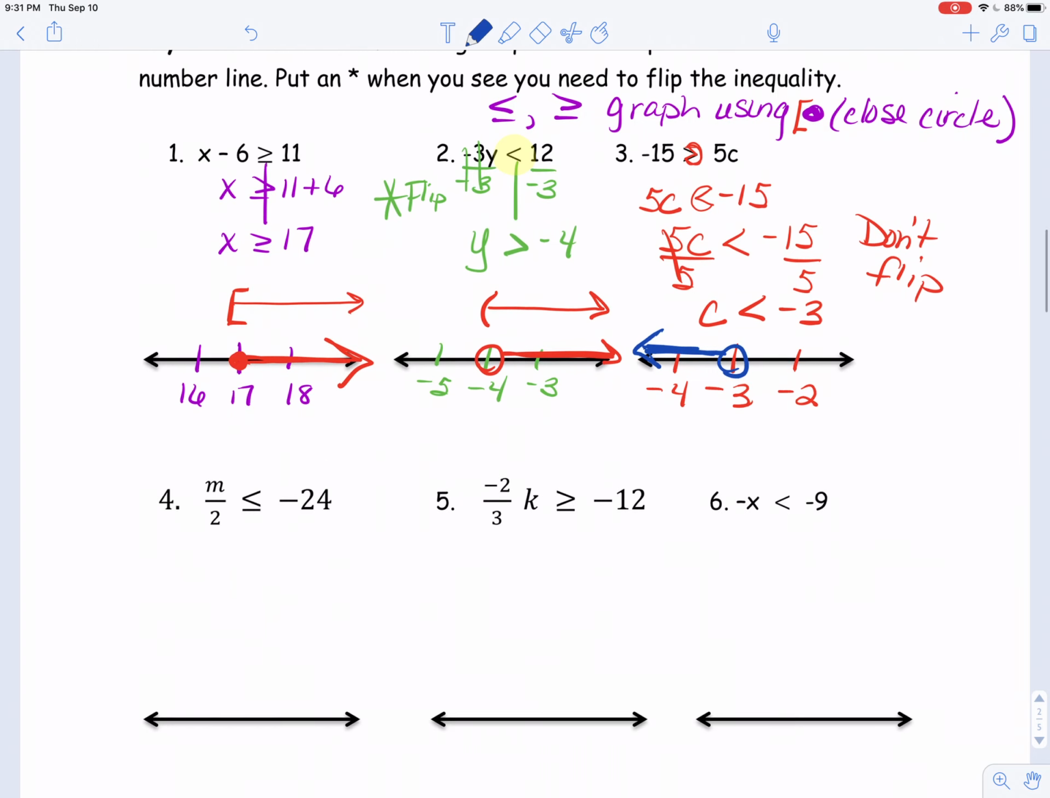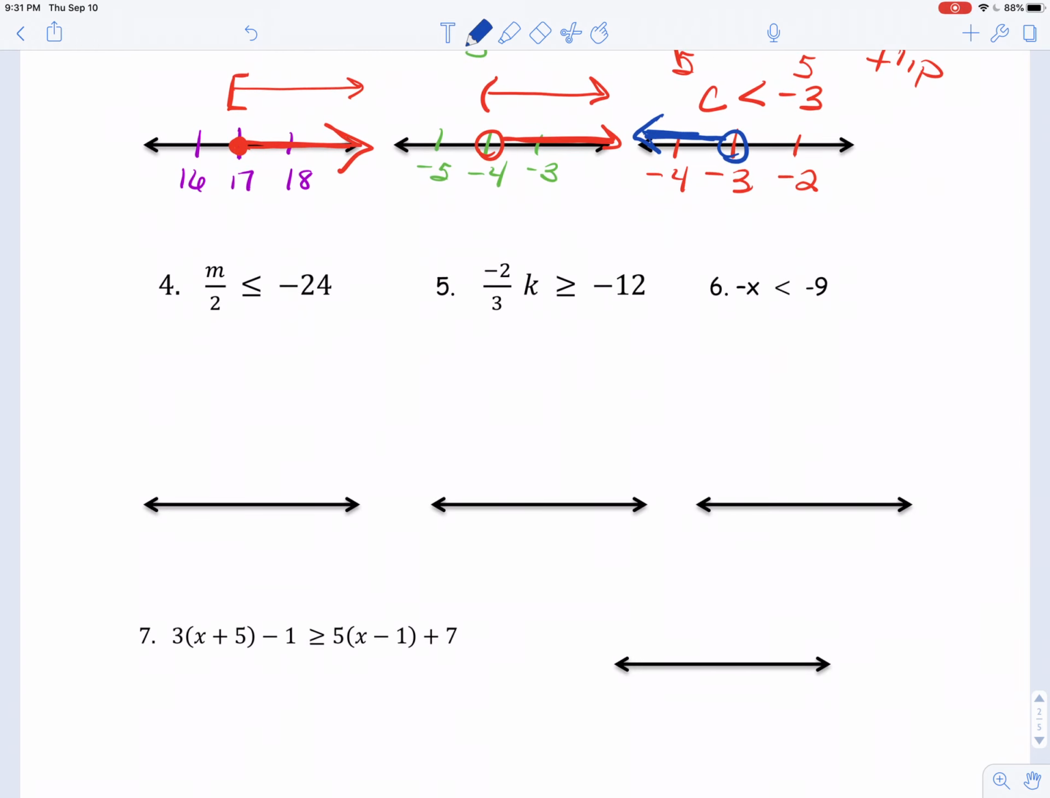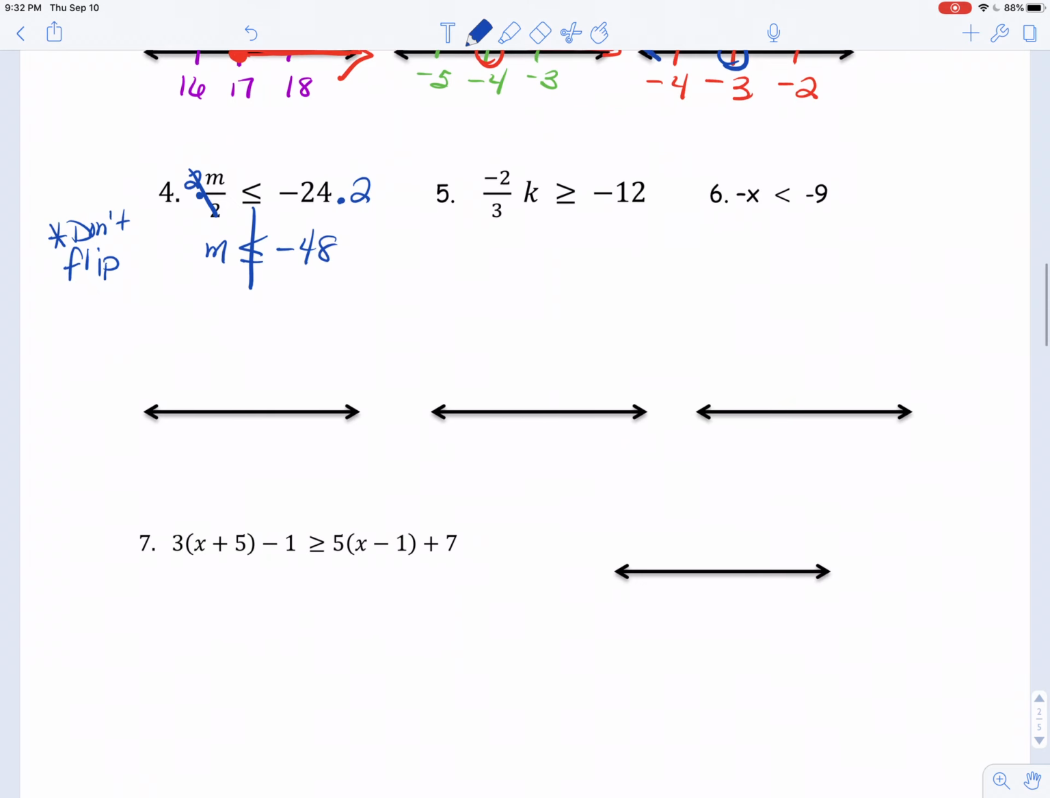All right, next. On this next problem, we have m divided by 2. So what's the opposite of dividing by 2? Multiplying by 2. So we're going to multiply both sides by 2. Now, we multiplied by a +2, so we are not going to flip. 2 divided by 2 is 1, so I've got m is less than or equal to negative 48. No flipping needed. Let's go ahead and graph it.